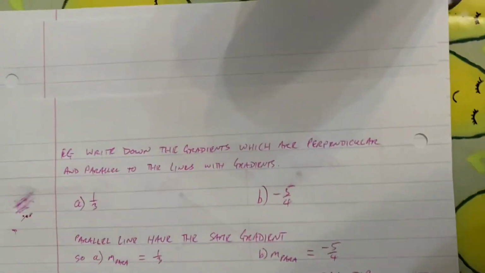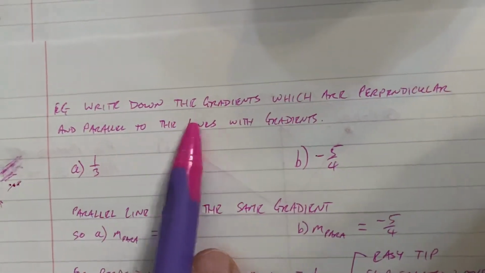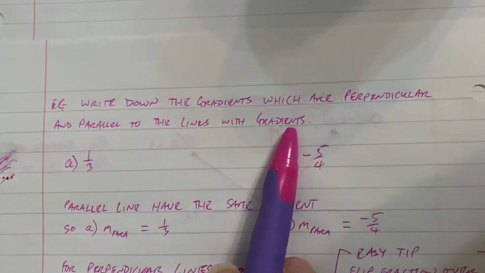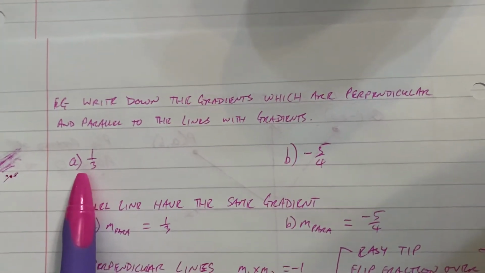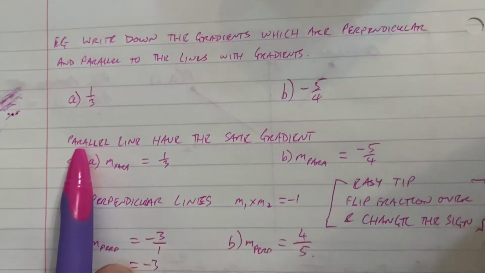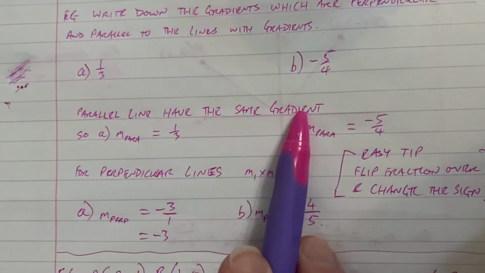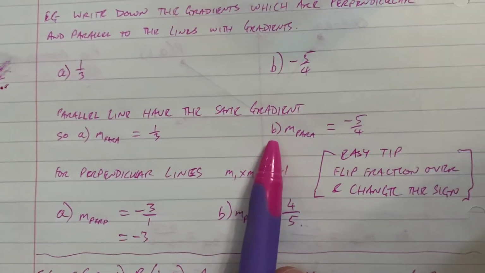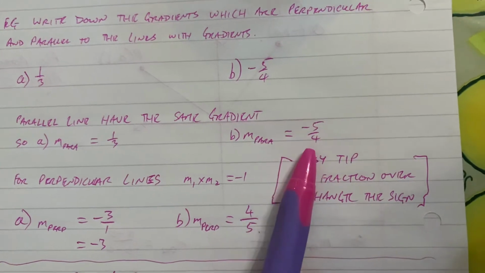So looking at a couple of examples. It says write down the gradients which are perpendicular and parallel to the lines with gradients A 1/3, and B negative 5 over 4. So doing the parallel first because it's easy. Parallel lines have the same gradient. So for A, M para is 1/3, and for B, M para is negative 5 over 4.